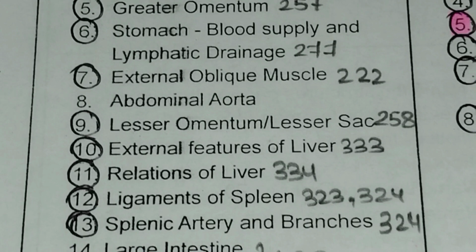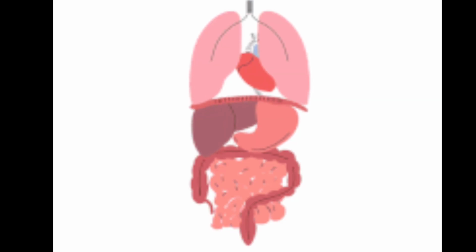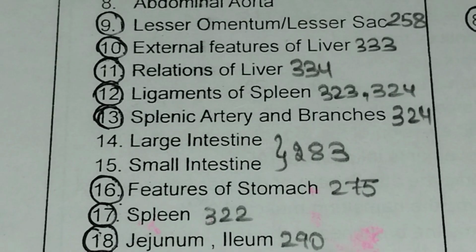10th one, external features of liver. 11th one, relations of liver. 12th one, ligaments of spleen. 13th one, splenic artery and its branches. 14th one, large intestine. 15th one, small intestine. 16th one, features of stomach. 17th one, spleen. 18th one, jejunum and ileum.